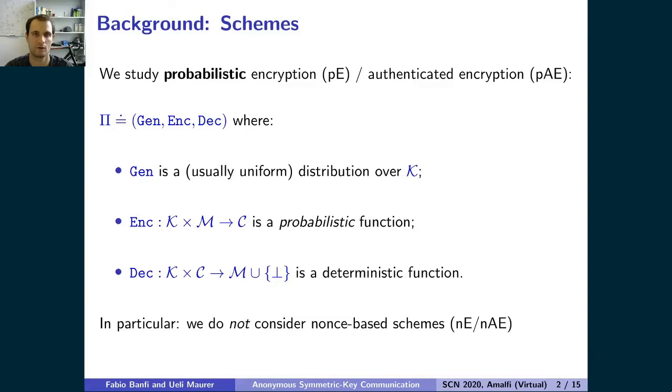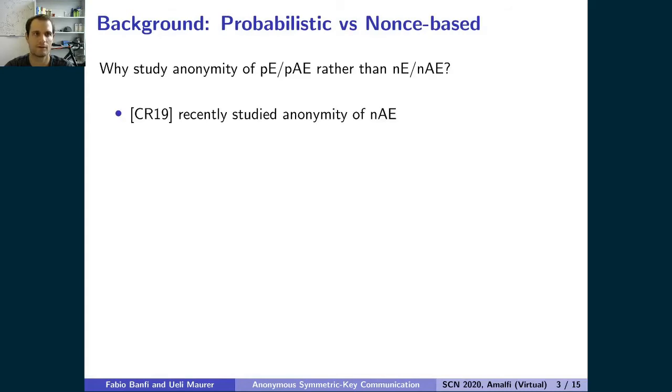So note that here we are not considering nonce-based schemes. Why is this the case? Well, recently Chan and Rogaway actually did study anonymity of this other kind of schemes, and there they show that nonce-based AE can actually not provide anonymity. In fact, what they do is to provide a compiler from any such scheme which generates a new scheme of different syntax, which they call ANAE, which does provide anonymity. But arguably this new scheme is less efficient than the base nonce-based AE scheme.